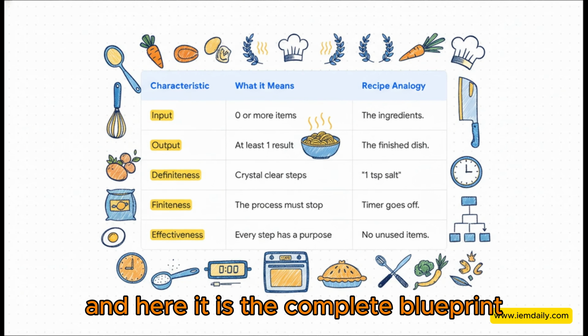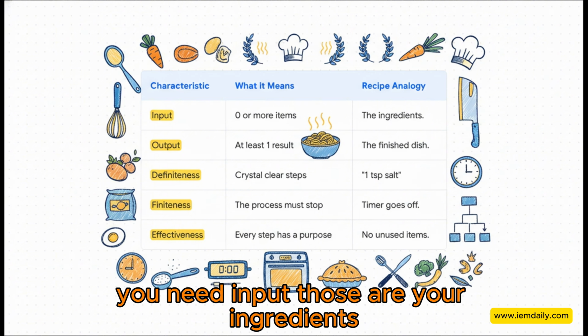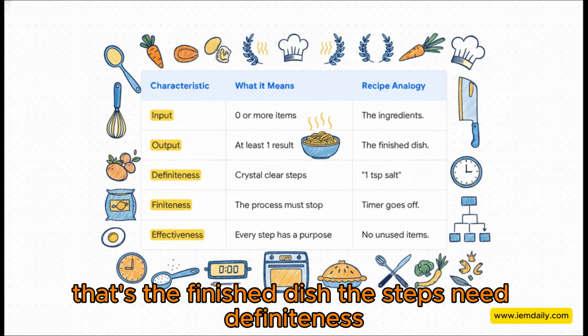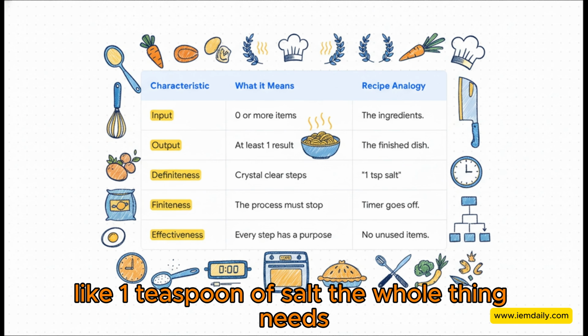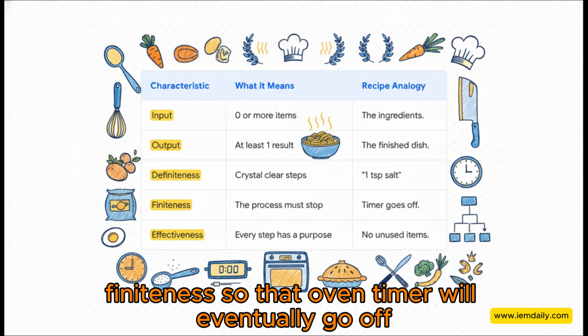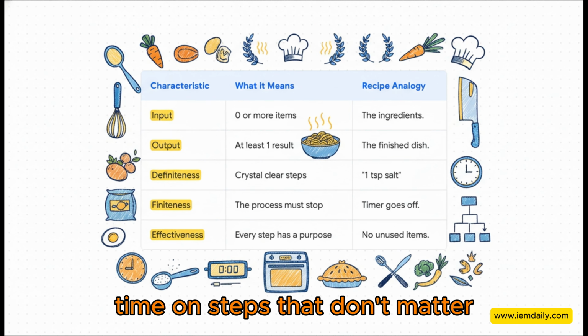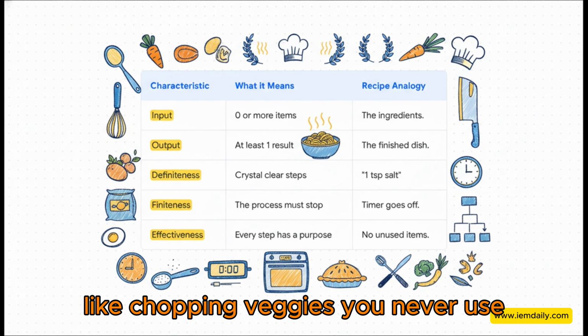And here it is, the complete blueprint. You need input, those are your ingredients. You absolutely must have an output, that's the finished dish. The steps need definiteness, which means they're crystal clear, like 1 teaspoon of salt. The whole thing needs finiteness, so that oven timer will eventually go off. And finally, it all has to have effectiveness, making sure you don't waste time on steps that don't matter, like chopping veggies you never use.